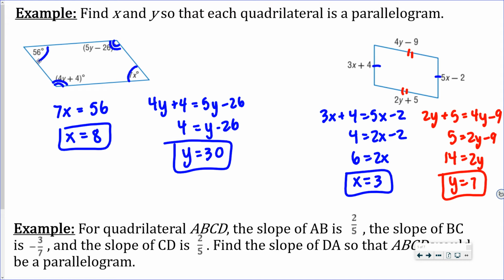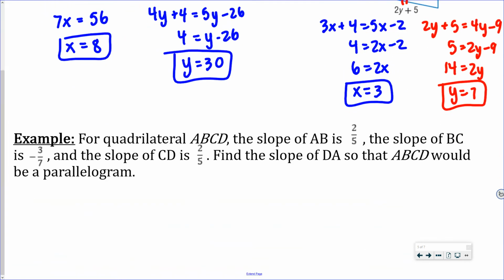Okay, this next problem is like a cute little problem. It's fun. For quadrilateral ABCD, the slope of AB is 2/5, the slope of BC is -3/7, and the slope of CD is 2/5. Find the slope of DA so that ABCD would be a parallelogram. I know a lot of you could quickly do this in your head, and that's great. And maybe some of you are thinking, well, what the heck, I need a coordinate plane to do that. You don't really.